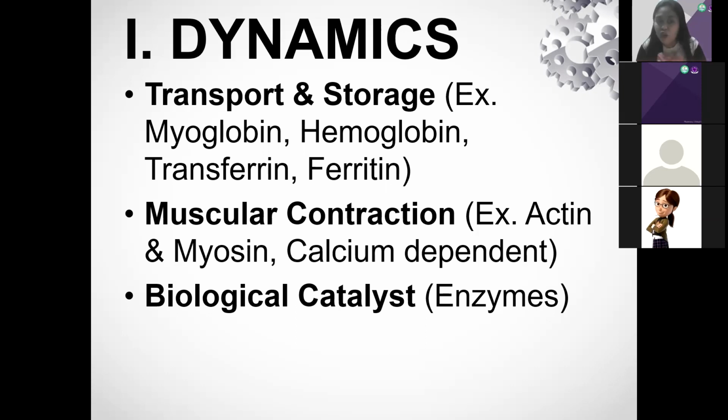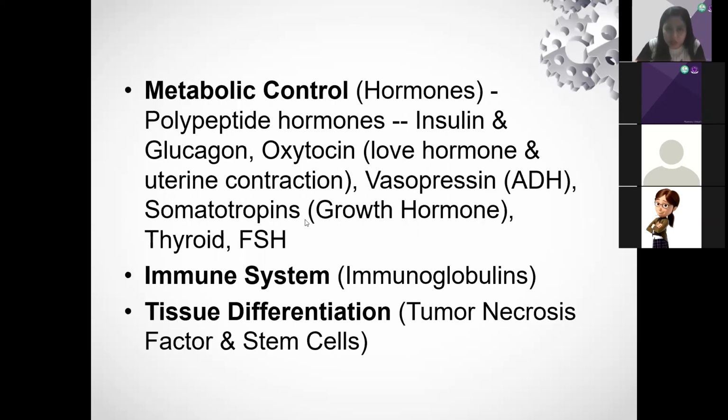Syempre, hindi na dapat kayo malito kasi from the word transferrin, it's for the transport of iron, and ferritin is for the storage. And then we also have muscular proteins for muscular contraction. We have the actin and the myosin, diba? Ito yung mga fibers in the muscles. Mga proteins yan sila na when they interact with the help of calcium, there will be muscle contraction. And aside from that, our biological catalysts or our enzymes are also under here. All of them are proteins, class.